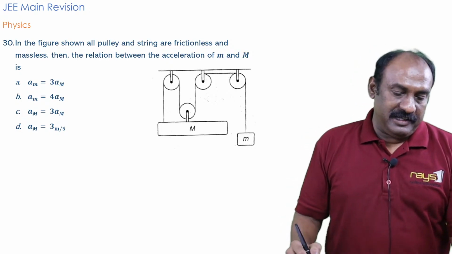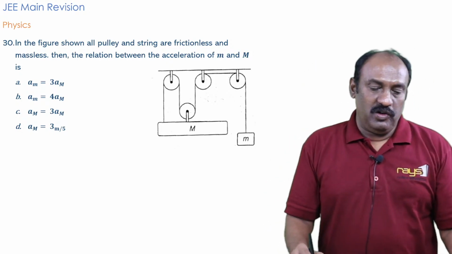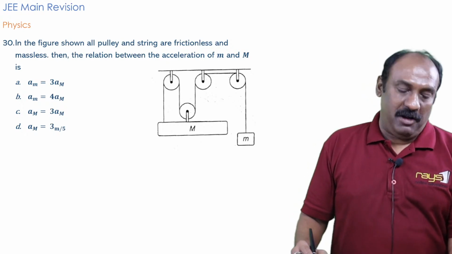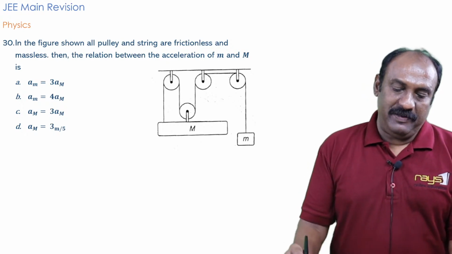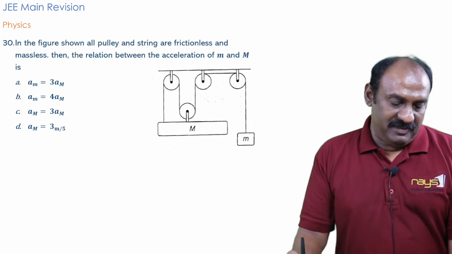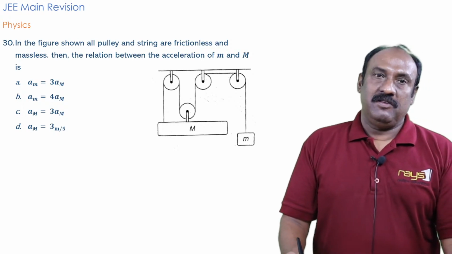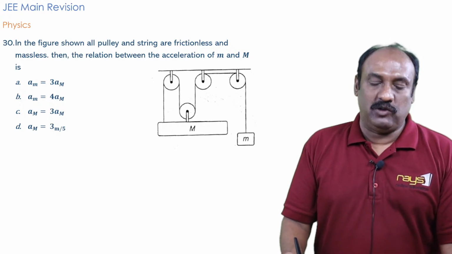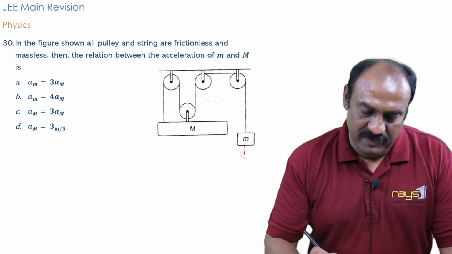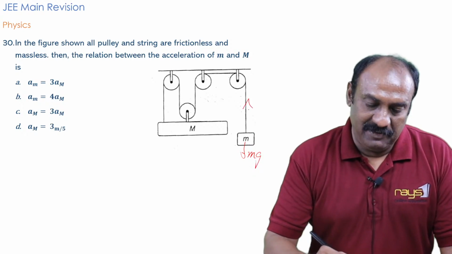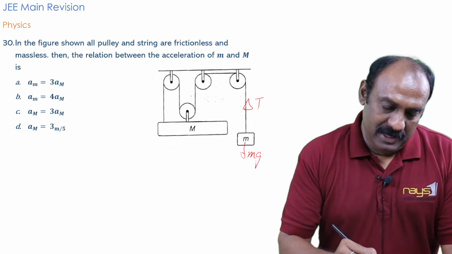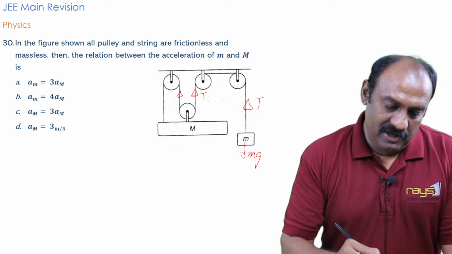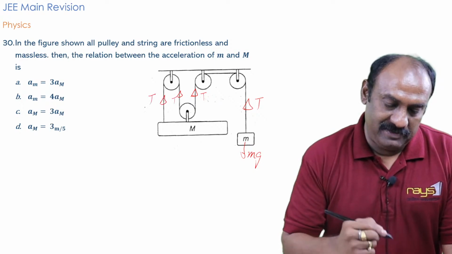Question number 30. In the figure shown, the pulley and string are frictionless and massless. Then the relation between the accelerations of mass m and capital M is. First, you have to identify the tensions in the corresponding strings connected to the blocks. Here this weight is mg. So, due to this, the tension in the string is T. Here also tension is T. Here also tension is T. Here also tension is T.